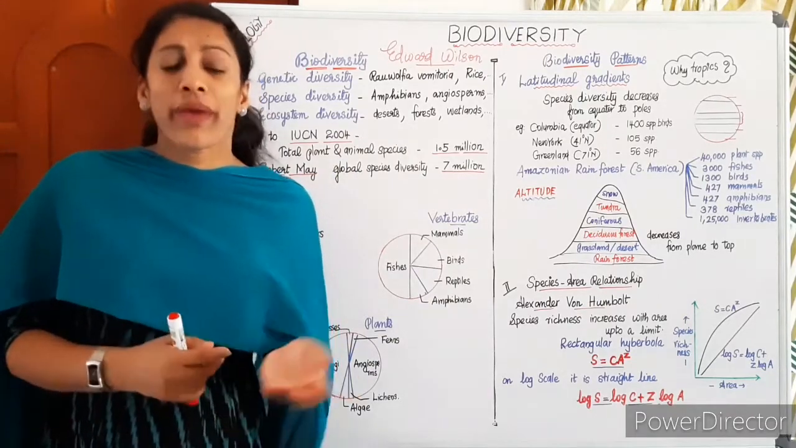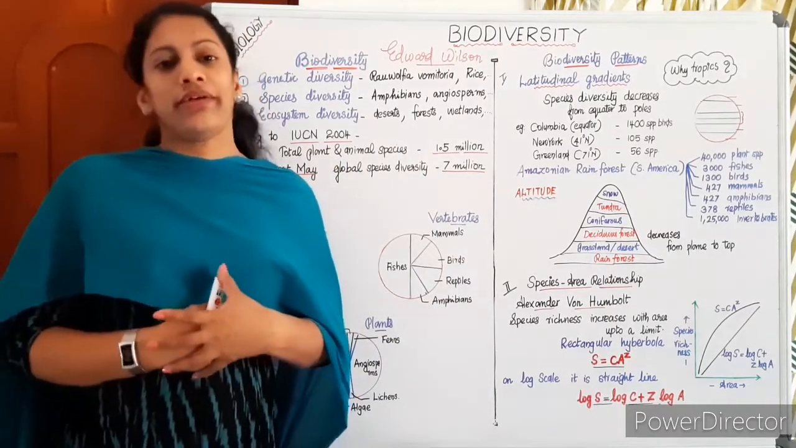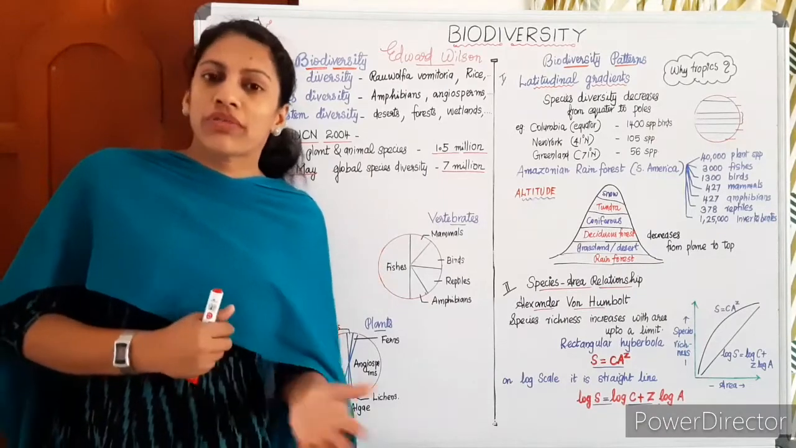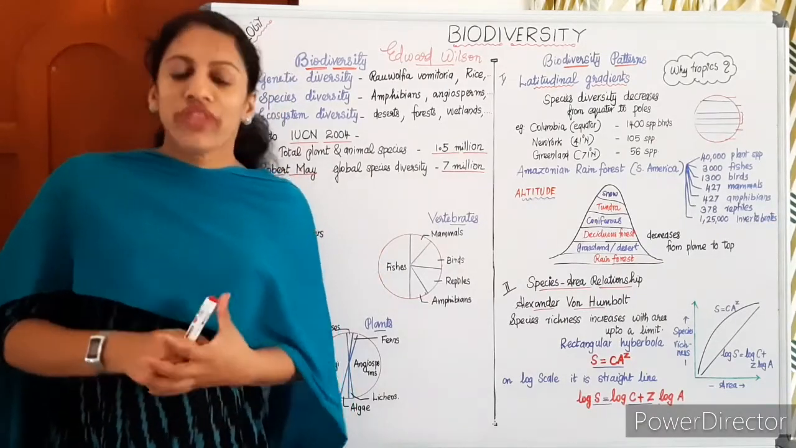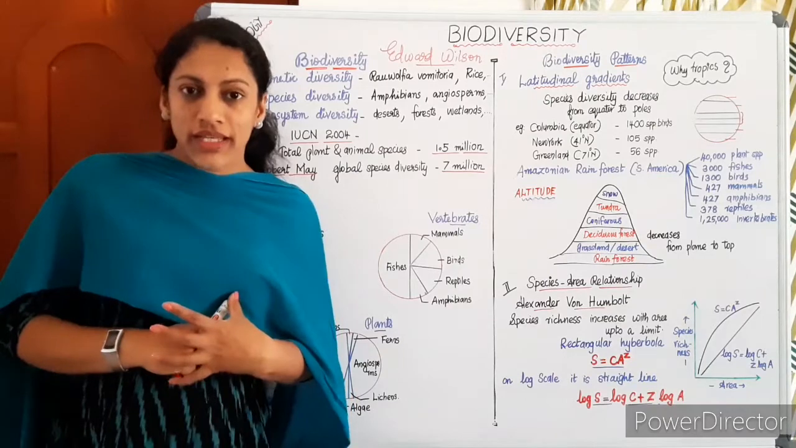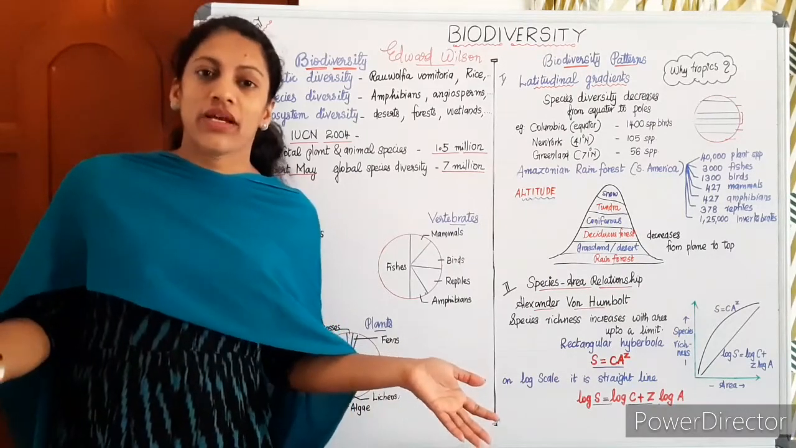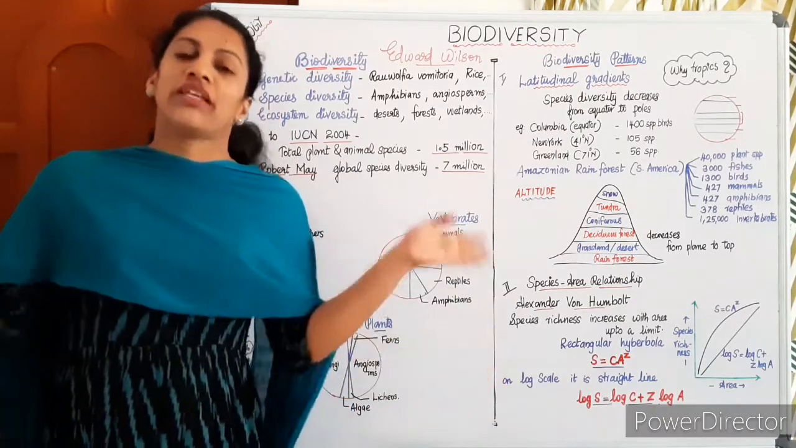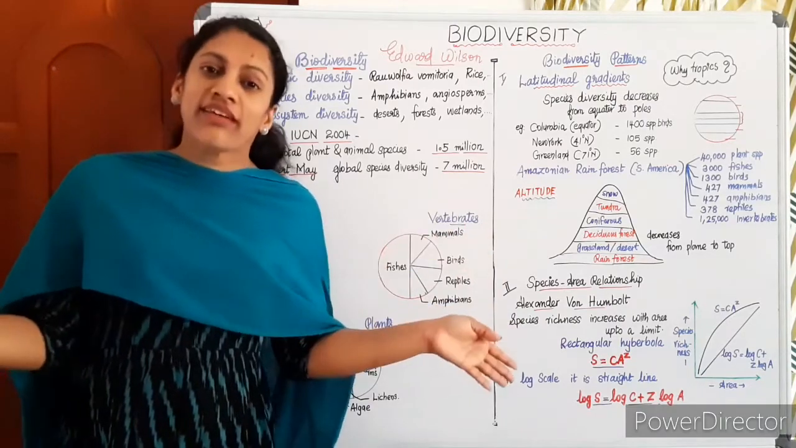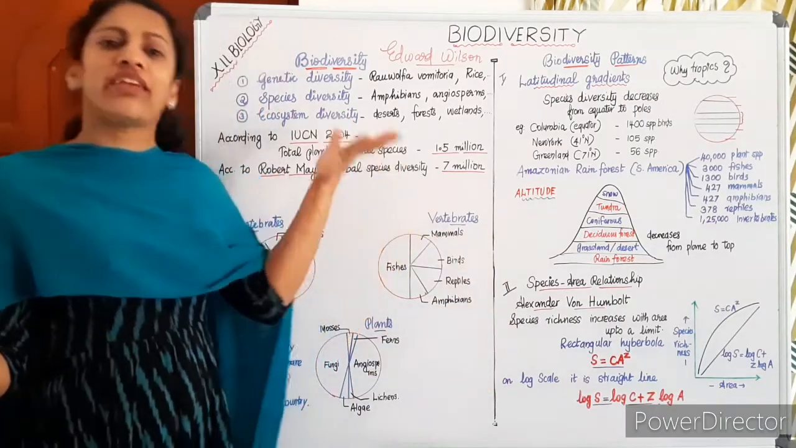Similarly, mango, you may be very well familiar. How many different types of mangoes are available in the market? All of them belong to the species Mangifera indica, but the varieties are different. They are genetic variants. The variety at the genetic level is called genetic diversity.